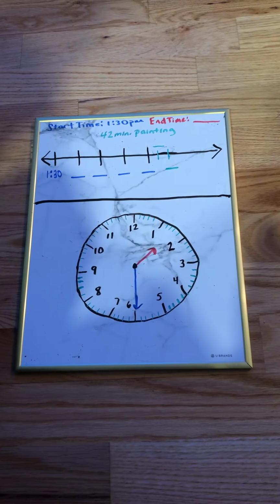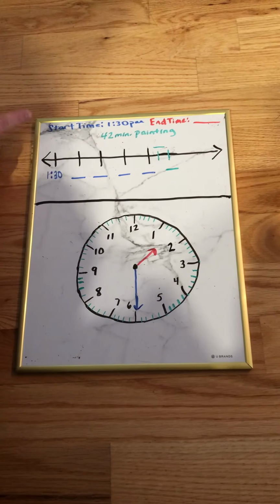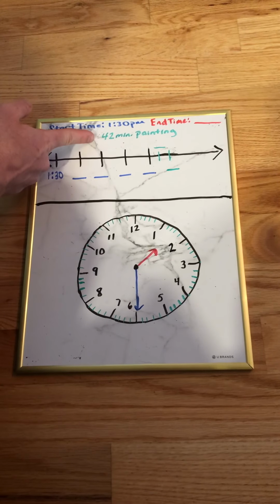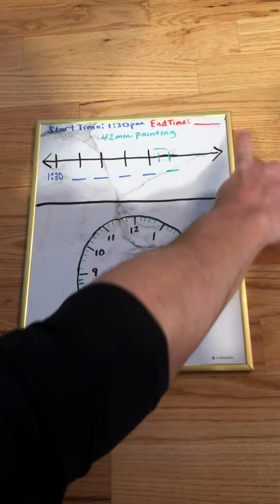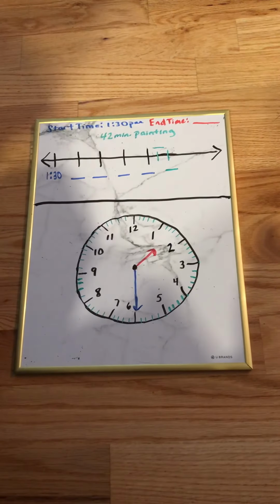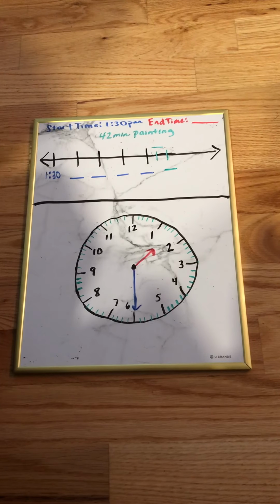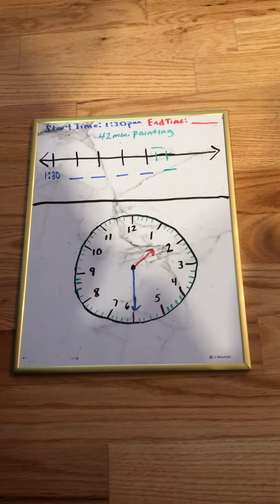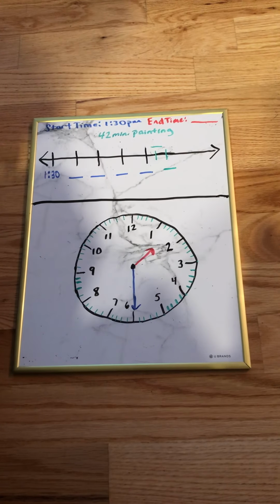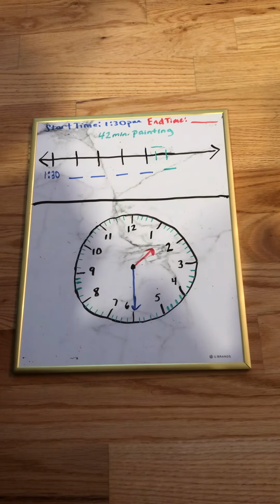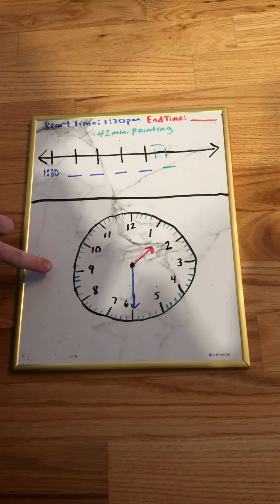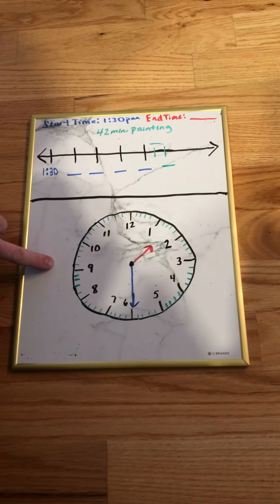But in this video, we are going to be given the start time, and we are going to be given the elapsed time, and we're going to need to figure out what the end time is. And because we're given those two things, we will be able to figure out the end time, and that's what I'm going to try and teach you guys today. If you look at the board, it's very similar to the way that 10.3 was set up. We have our number line here, and then we have our analog clock down here.